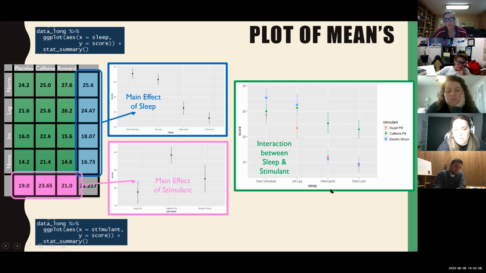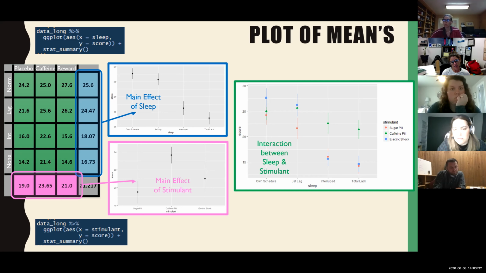Now, what happens when we go to interrupted sleep? Do we see the same pattern? Who's doing the best now? Now the caffeine's significantly higher. Yeah, in both of these last 2 sleep groups, the caffeine group's doing best, and the other 2 are about the same.